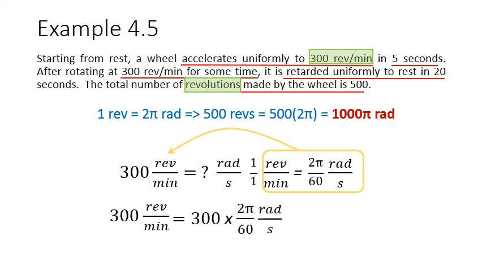300 revolutions per minute is actually equal to 300 times 2 pi over 60 radians per second. And the equivalent will be 10 pi radians per second. So with the units converted, we can move on to solve the problem.